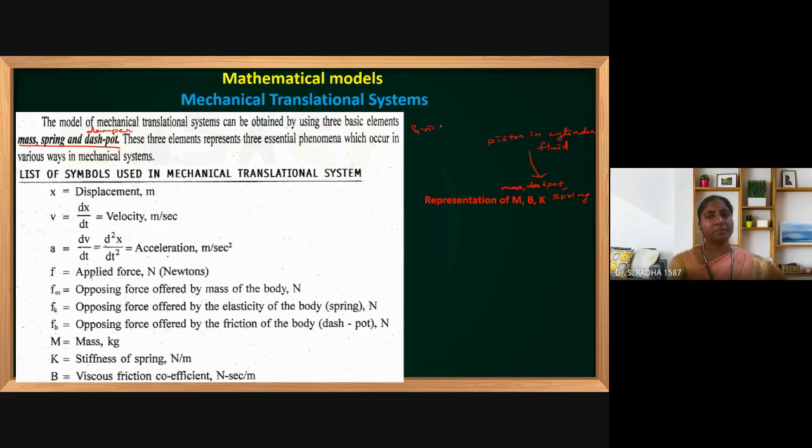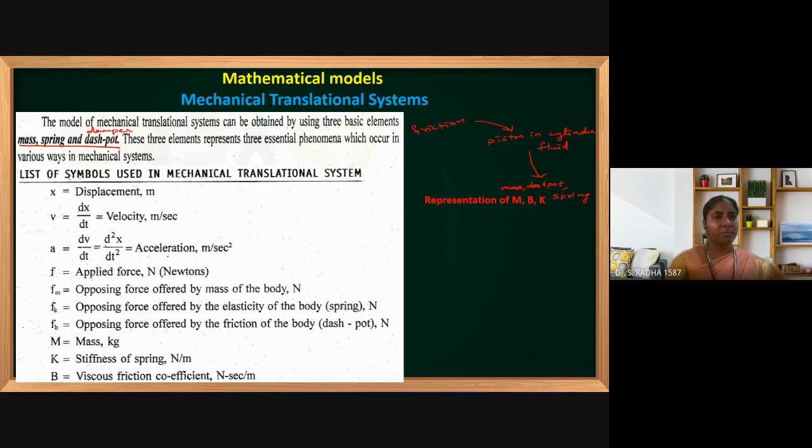So when you say a vehicle is moving on the road, there is friction between tire of the vehicle and the road. Because of that, there is no slippery, or whenever brake is applied, the vehicle is able to stop because of the friction between the tires of the vehicle. It may be motorcycle or it may be four-wheelers. When you apply brake, the vehicle is able to stop, means there is some friction acting between the tire of the vehicle and the road. So that type of component or that phenomena is represented using dashpot or a damper. So these are the three components we will be using to represent any system.